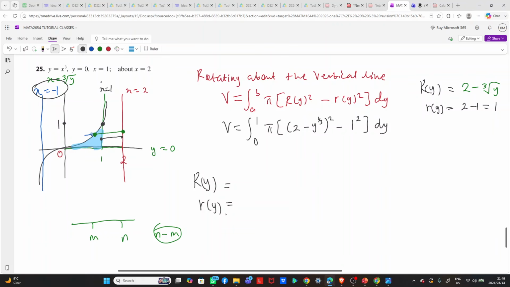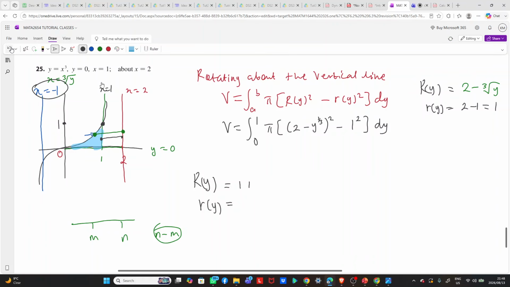So it was going to be, um, R of y, the big one. You said, if it was about the y-axis. No, the line x equals -1. Oh, it was going to be 1 plus 1. Yes. So it will be 1 plus 1.